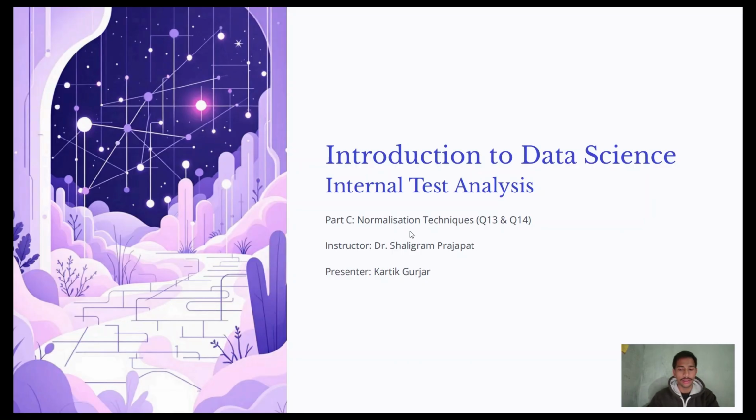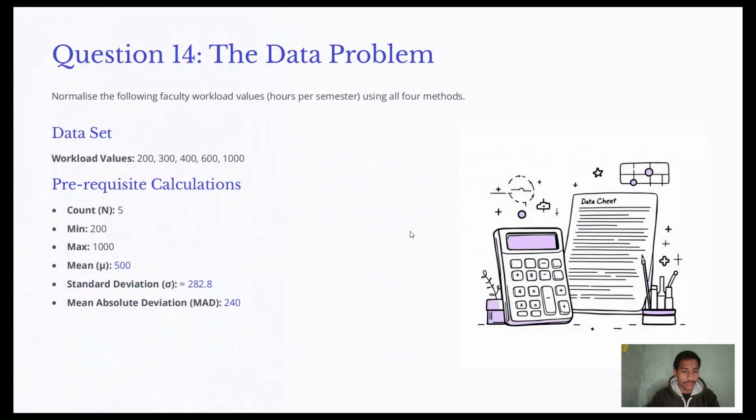Moving on to our first slide, the data problem. Let's dive into question 14. We are given a data set of faculty workload values. Hours per semester: 200, 300, 400, 600, and 1000.